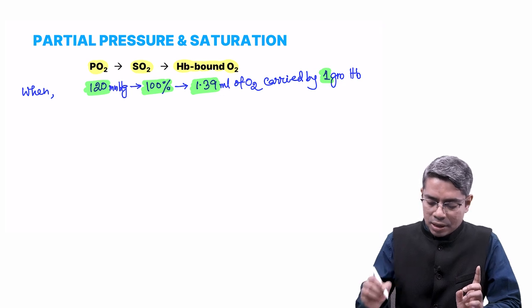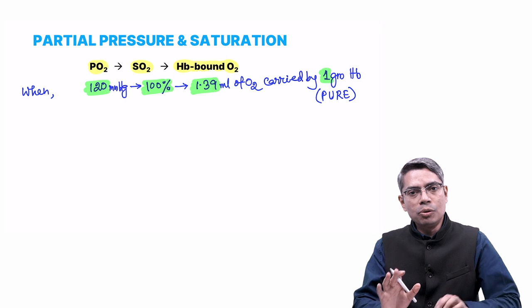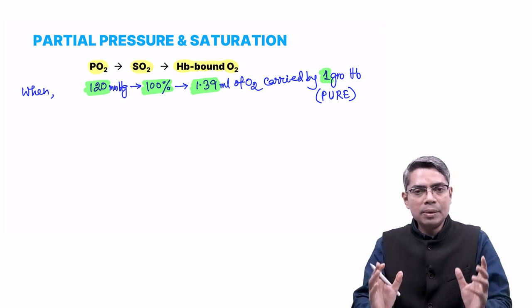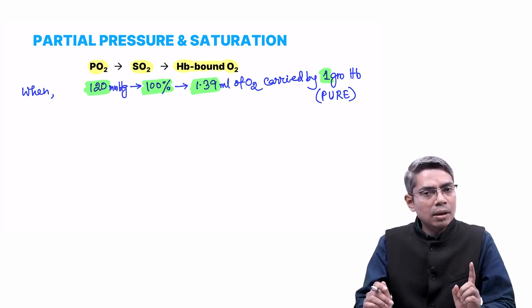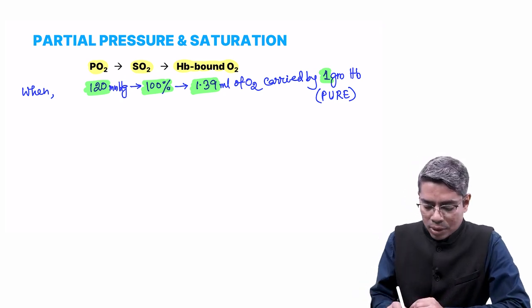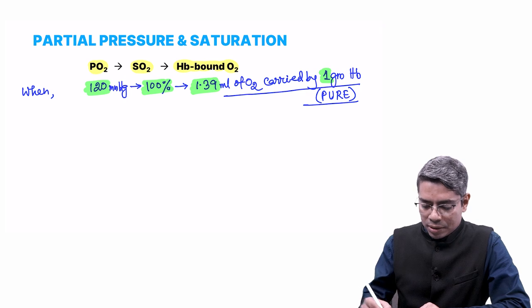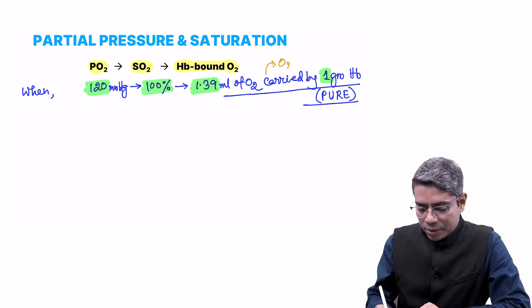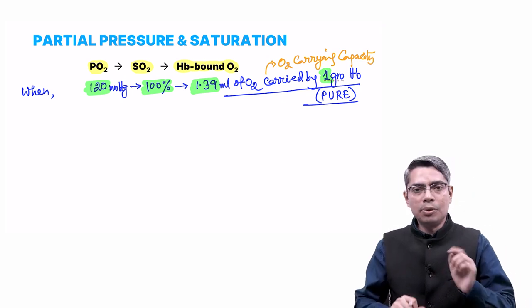But in these cases, you have to understand the hemoglobin that we are talking about is the pure hemoglobin. No impurity will be there. If there is no impurity within the hemoglobin, then how much oxygen is it going to carry? 1 gram of hemoglobin will carry 1.39 ml of oxygen. This is known as the oxygen carrying capacity of pure hemoglobin. So this is known as the oxygen carrying capacity of hemoglobin, that is 1.39 ml for pure hemoglobin.